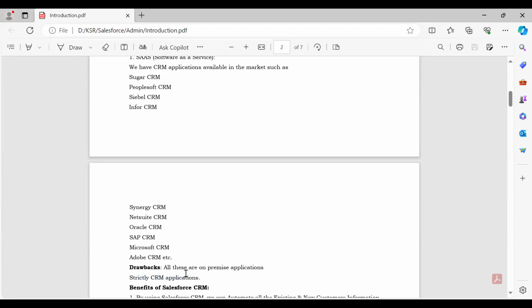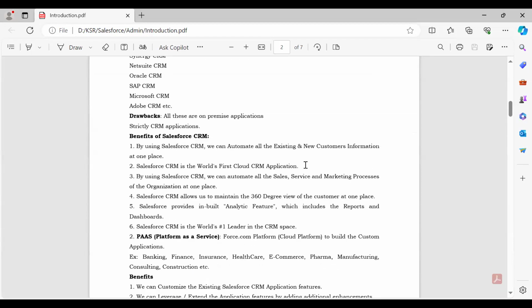Whereas Salesforce is a cloud-based CRM application, it is not on-premise. So now let me explain the benefits of this Salesforce CRM application. What benefits does it have? The first benefit, as we already know, is that it is a cloud-based CRM application. So we need not install any software. Just by using a browser and internet, we can access our application. That is the first. Some more benefits I have listed out here.